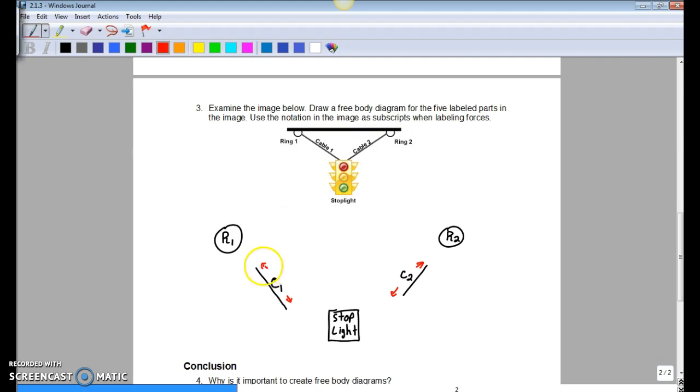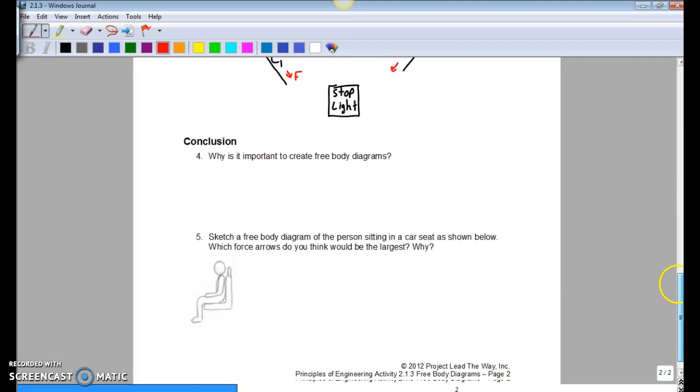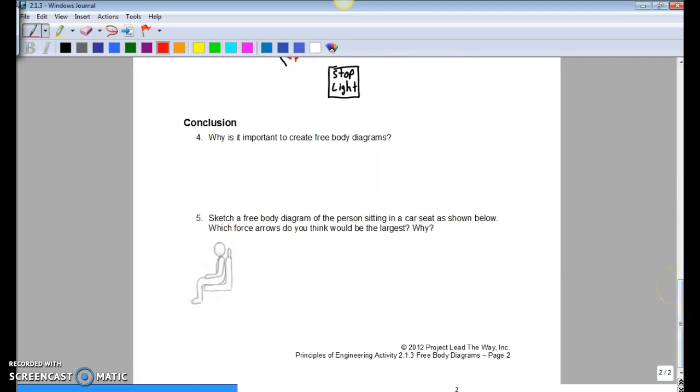Even though I've got my red arrows on these, your job would be to label what exactly that force is. Force sub what? Force sub cable. Force sub ring. Force sub stoplight. So make sure to put the arrows in your free body diagram, but please do not forget to label them as well. And then the last thing you'll do is conclusion questions 1 and 2 here. Answer those in your engineer's notebook as well.